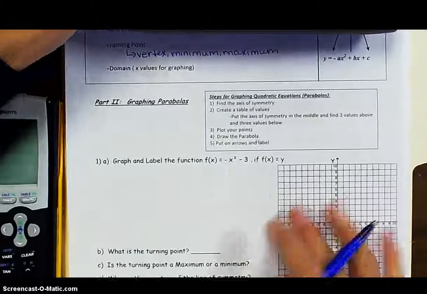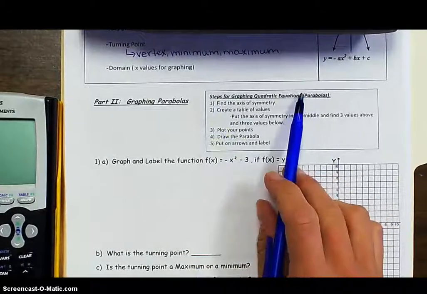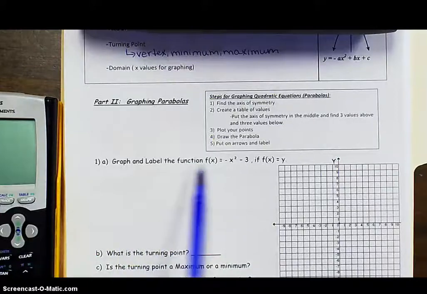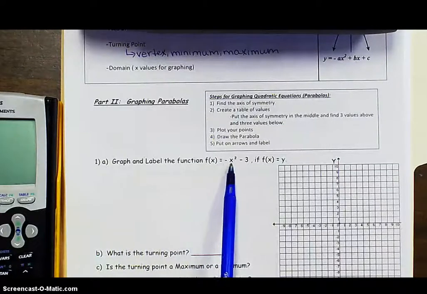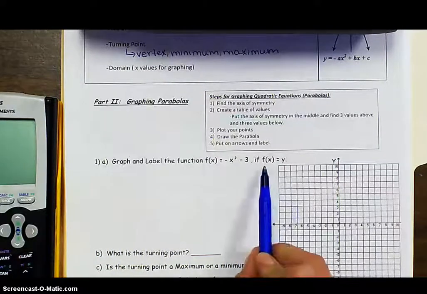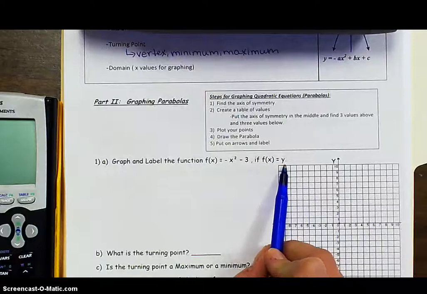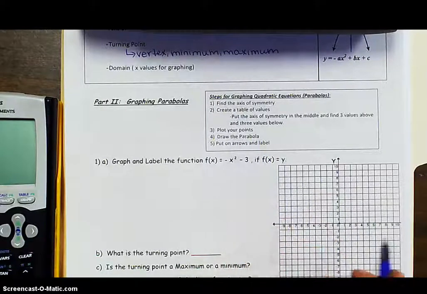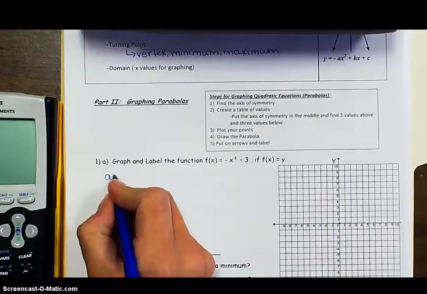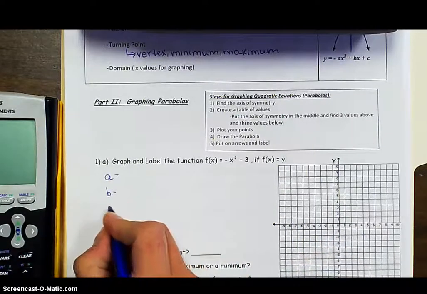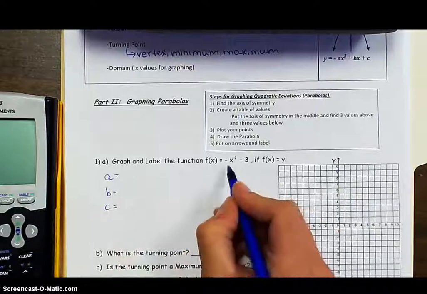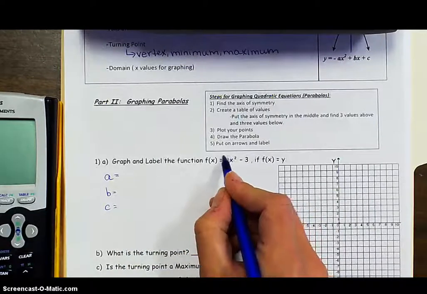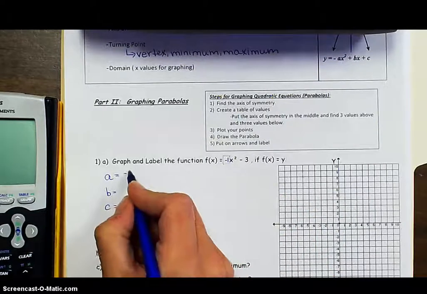Okay, so here in the box, we have our steps for graphing. Graph and label the function f of x equals negative x squared minus 3. Remember, f of x is just a fancy way of saying y equals. All right, so the first thing we need to do is determine what is our a value, our b value, and our c value. If we remember, the a value is in front of the x squared. So here it actually is a negative 1 is our a.